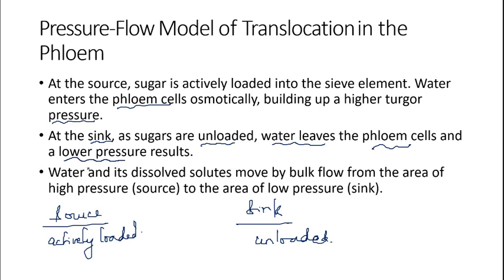Water together with dissolved solutes moves by bulk flow from the area of high pressure, which is near the source, because water and solute are together present in that area, creating large tension and huge turgor pressure. So water and solute will move from the region of high turgor pressure to the region of low pressure. Clear?